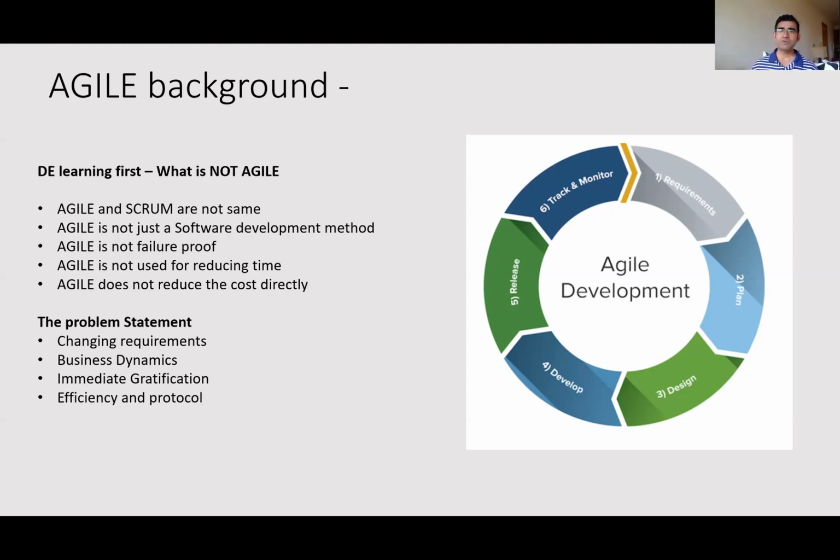So in the beginning of 2000 and the late 90s, we were having problems as businesses were growing. Multinational companies were moving on to different territories, different charters. And we found that one of the key problems with all the businesses was the changing requirements and business dynamics. So these were the two major problems of business.